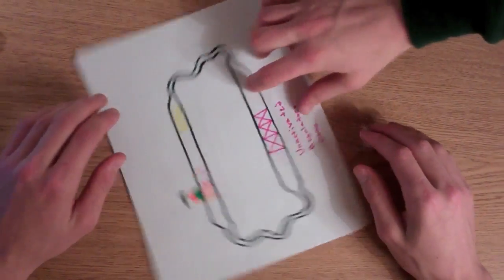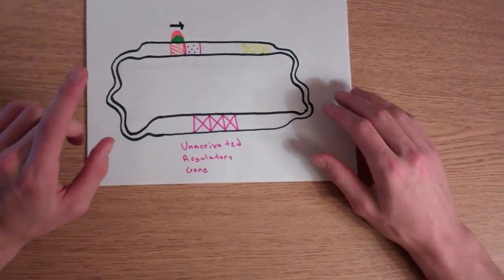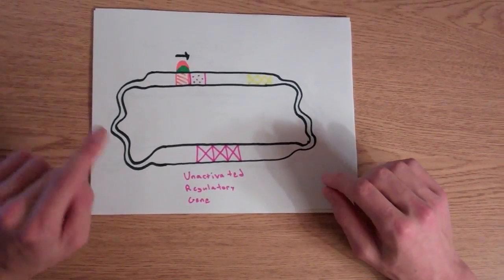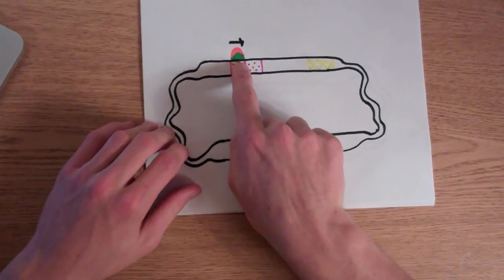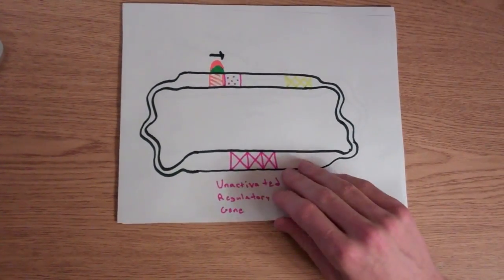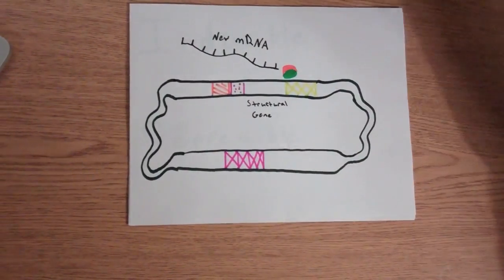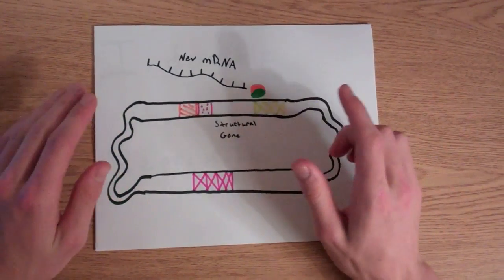If there is no repressor protein present on the operator site, RNA polymerase continues transcription of the structural genes. Here's RNA polymerase. It moves down, transcribes the structural genes. And it does so until it reaches the terminator sequence. Once it reaches the terminator, it detaches from the DNA.